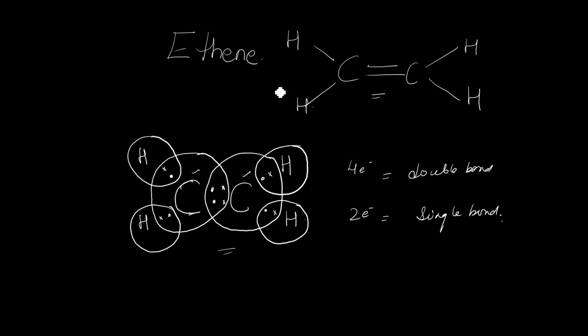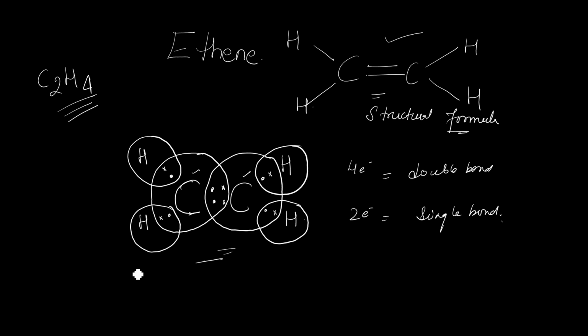The molecular formula of ethene is C2H4. This is the structural formula of ethene, and this one is the electron dot structure of ethene. All the valence electrons are shown by the dots. This is how we make the electron dot structure for the ethene molecule.